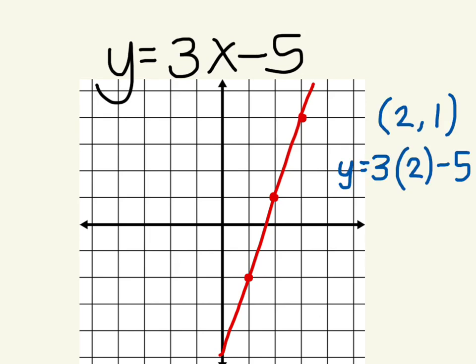I can prove that this point is a solution because when I take the coordinate pair (2, 1), I'm going to plug in 2 for my value of x and find that y equals 1. Therefore, my x is 2, my y is 1, hence my coordinate pair of (2, 1). Any other coordinate point that lies on this line would also be considered a solution to this equation.